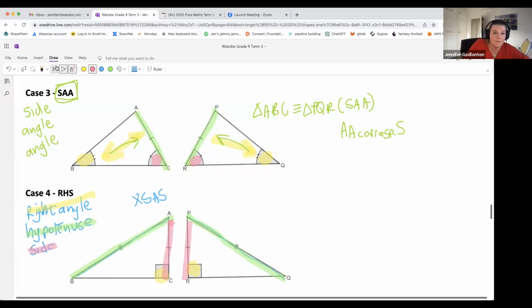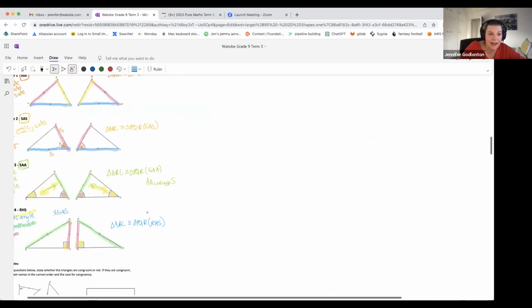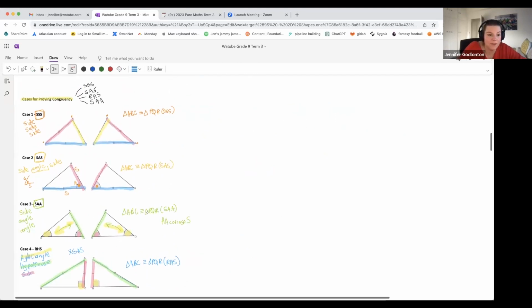Okay. So again, let's just quickly write out this case of congruency. Triangle ABC is congruent to triangle PQR because of a right angle hypotenuse side. Okay, I'm just going to scroll out a little bit so that you can take a screenshot if you would like of all 4 cases of congruency, and then we're going to do a couple of examples.